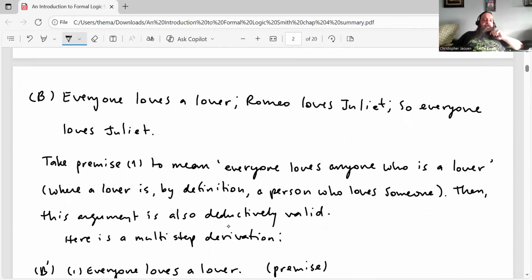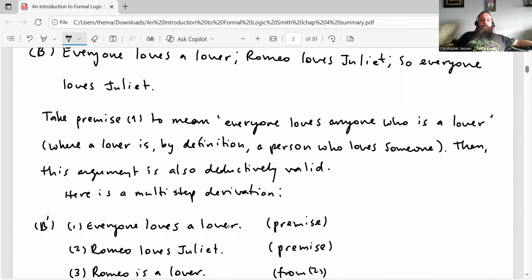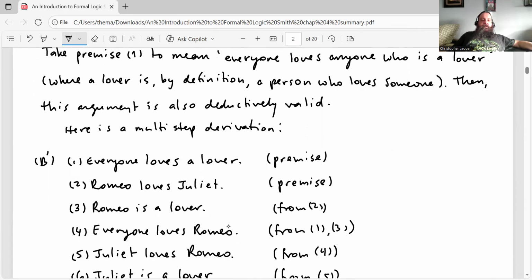All right, here's another example. This is argument B. Everyone loves a lover. Romeo loves Juliet, so everyone loves Juliet. Take premise one to mean, and we need this in order for the argument to go through, everyone loves anyone who is a lover, where a lover is by definition a person who loves someone. Then this argument is also deductively valid. Here's a multi-step derivation.